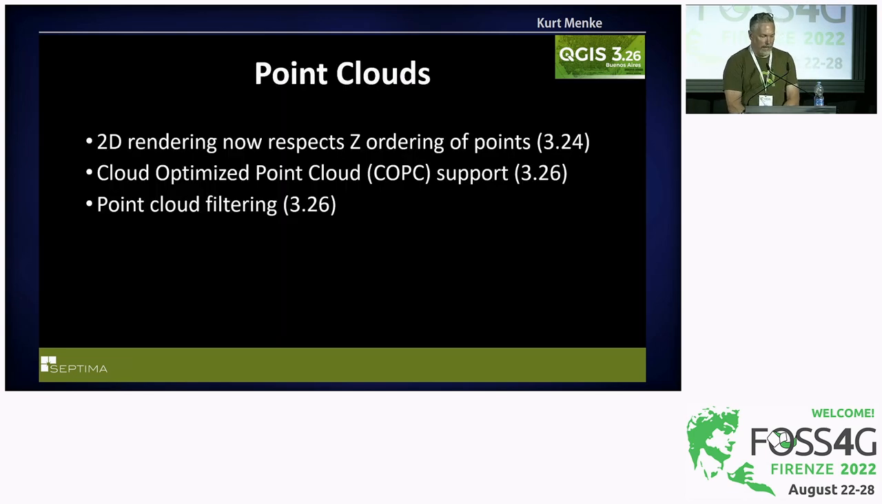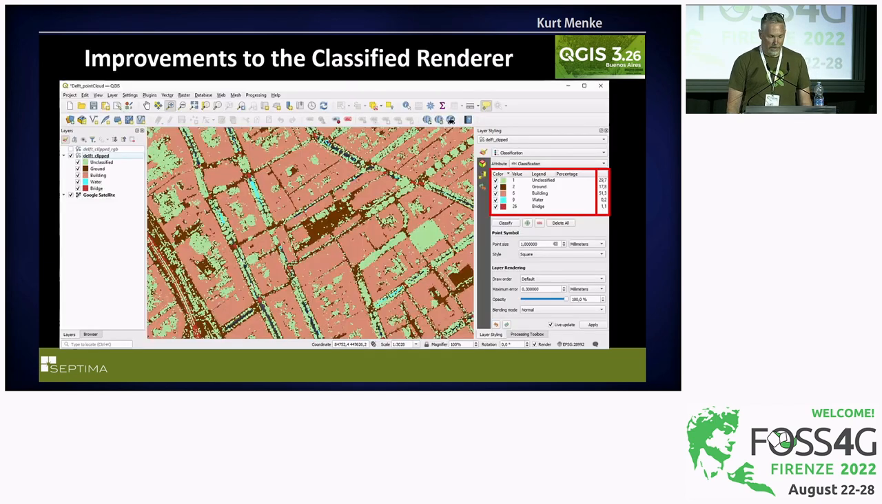And lastly, with point clouds, at 3.24, 2D rendering now respects the Z ordering of points. Support for cloud-optimized point clouds at 3.26. Point cloud filtering at 3.26. There have been improvements to the classified renderer. So if you use the classified renderer on a point cloud now, it will only show the classes that actually exist in the data set. And another nice feature is it will show over on the right-hand side the percentage of the data set that is in each class, so you can see which class is the most dominant.